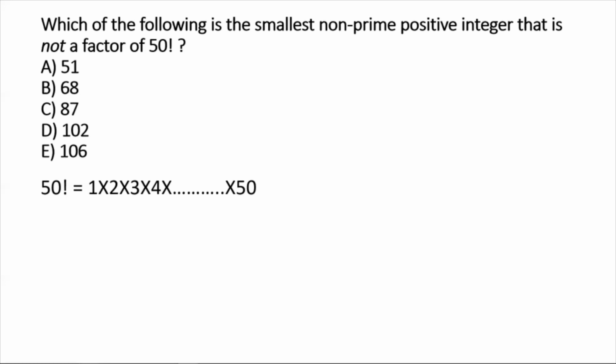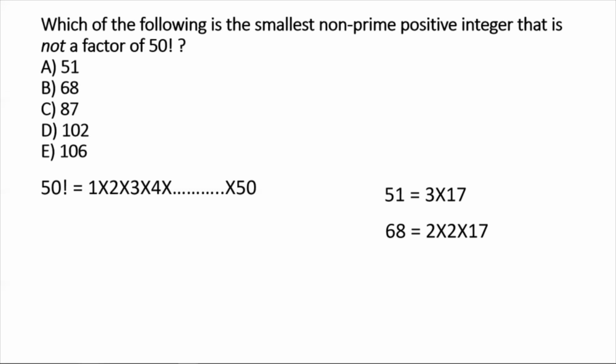So let's break up 51. 51 can be broken up as 3 multiplied by 17, right? And now it becomes clear that both 3 and 17 should be there in factorial 50, because factorial 50 is the product of all the consecutive integers starting from 1 going all the way to 50. So 51 clearly would not be the correct choice, though my first instant reaction was to pick 51 because it's not there in 1 to 50.